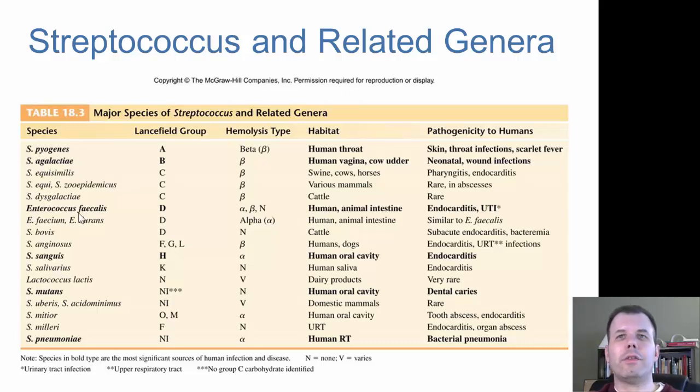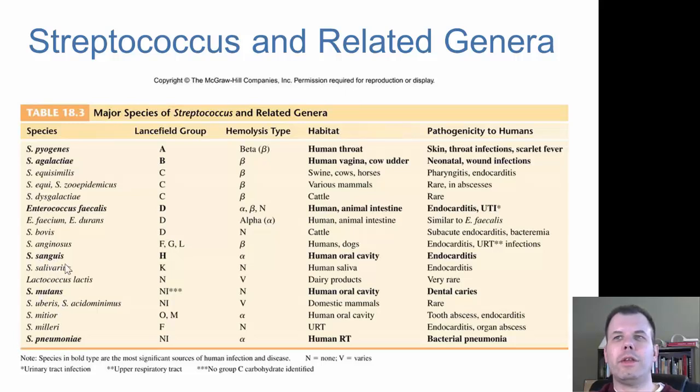The enterococcus tend to be found in the intestine, and so it used to be called Streptococcus, but now we call it enterococcus because it's found in the enteric system or the intestine. So that's why it's called Enterococcus faecalis. Okay, another one is the sanguis, mutans, and pneumoniae.